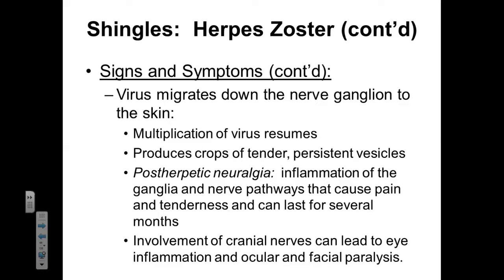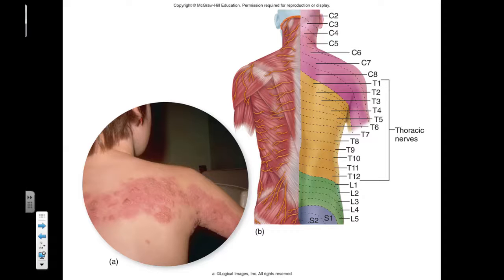Sometimes a cranial nerve can be involved as well. And if the cranial nerve gets involved, it's a much more serious condition, because those are the nerves that control some of the vital life functions and the movements of the face and primary sensory organs. Depending on which cranial nerves are involved, the eye can be inflamed, and we can have ocular and or facial paralysis.